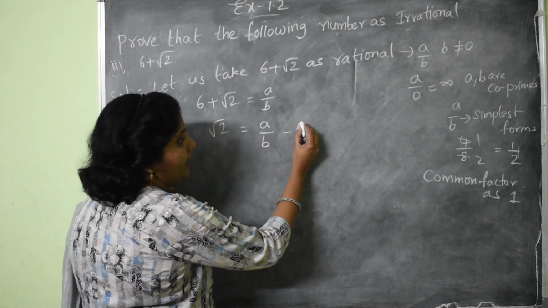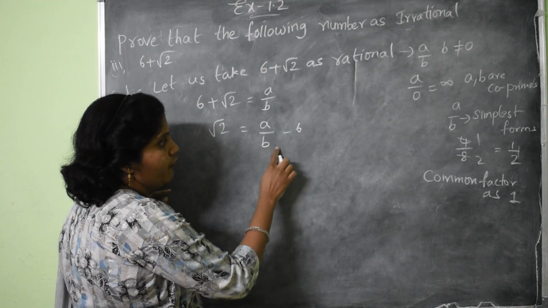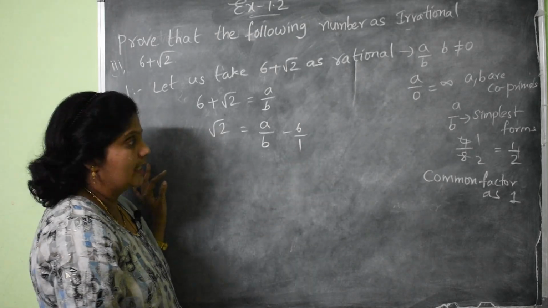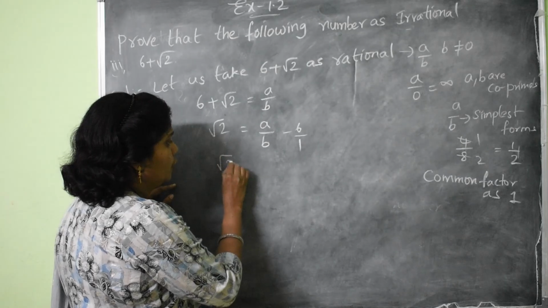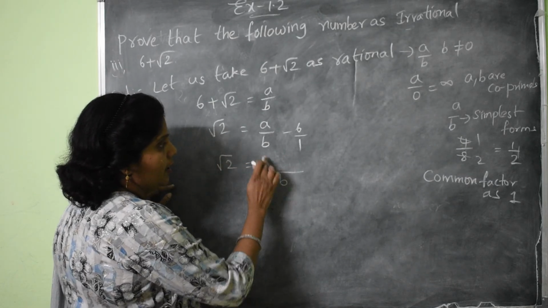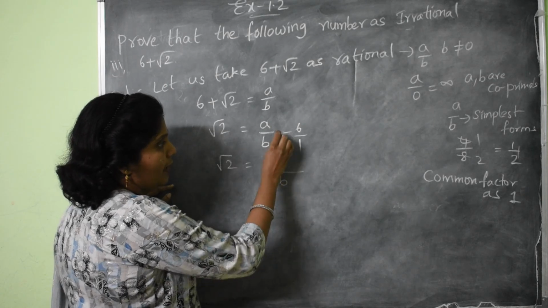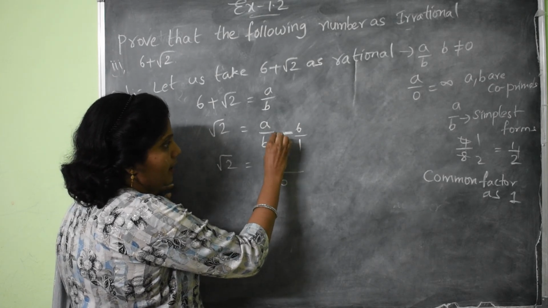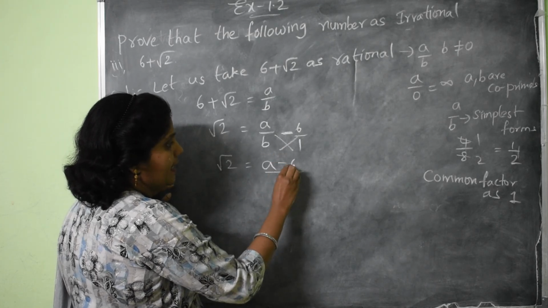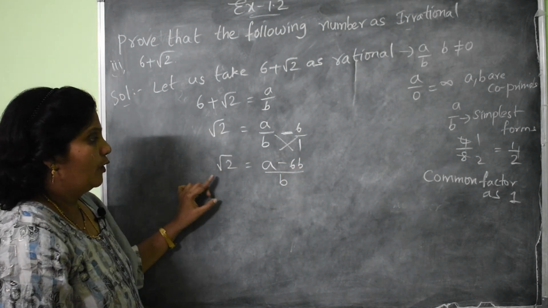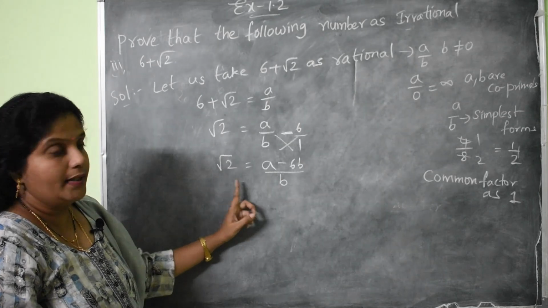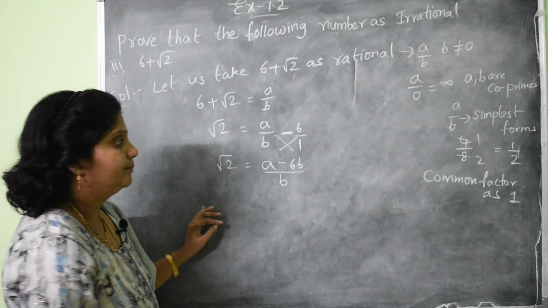Here a by b is in fraction form, but 6 is not in fraction form, so let's write it as 6 by 1. So root 2 is equal to a by b minus 6 by 1. The LCM of b and 1 is b. We are cross multiplying here: a into 1 is a, minus b into 6 is 6b. So root 2 is equal to a minus 6b by b.